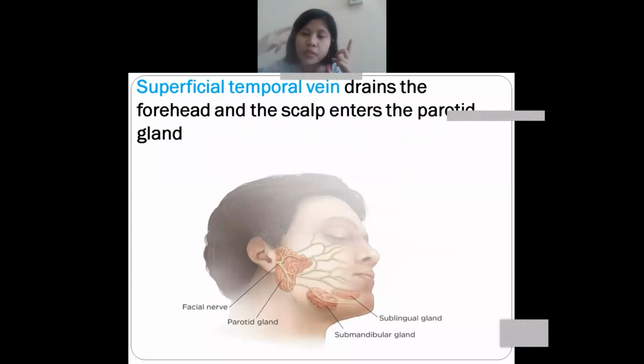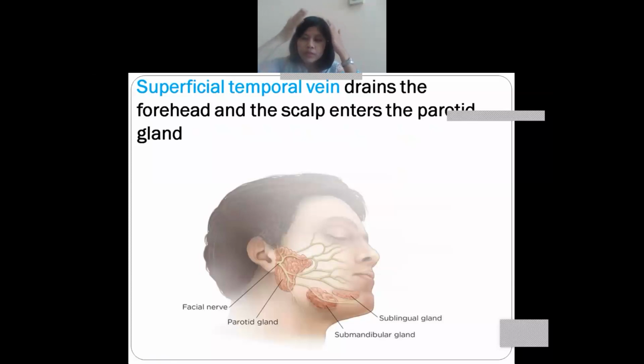From this superficial temporal vein, which is here, they will drain, meaning they will bring down all the deoxygenated blood coming from the forehead and the scalp. From here, from the forehead and the scalp, they will enter the superficial veins like this, and afterwards they will enter the parotid gland, which is here on both these sides. So this is the superficial temporal vein.